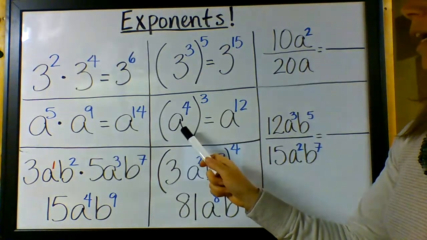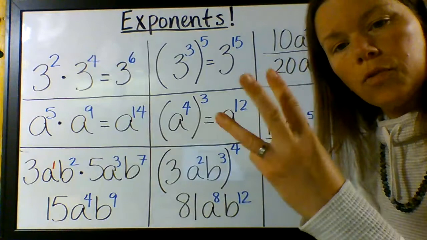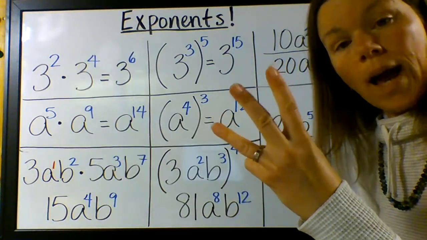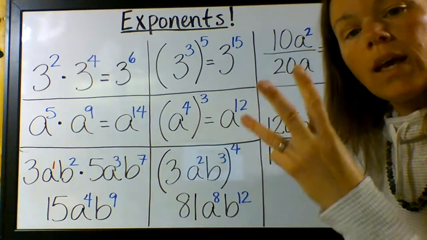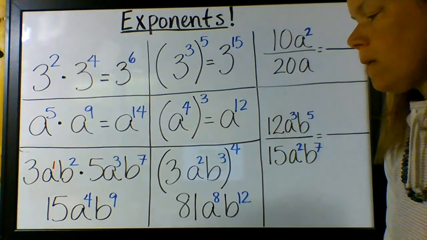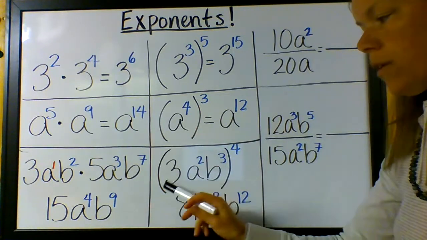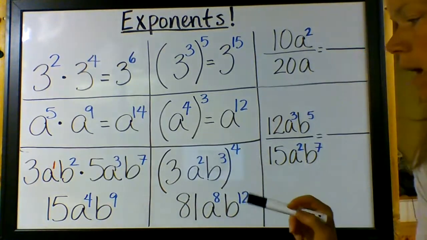Same thing with variables. A to the 4th to the 3rd power would be a to the 4th times a to the 4th times a to the 4th. If I were adding the exponents, I'd do 4 plus 4 plus 4, and that would be a to the 12th, or 4 times 3. Okay, so let's take a look at what if we've got something a little bit bigger in the parentheses to a power.